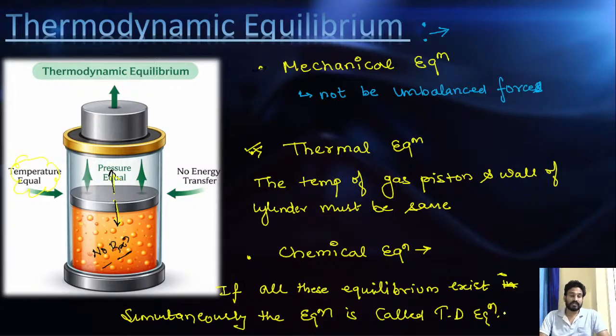So this is my thermodynamic equilibrium. You can say if all these three equilibria exist for a system, then it is my thermodynamic equilibrium, right?